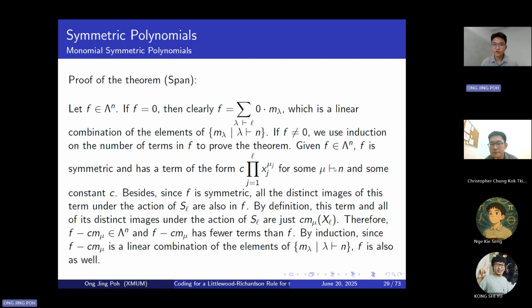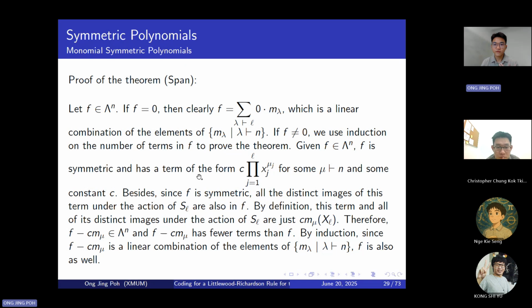And next, we let f be a homogeneous symmetric polynomial of degree n. Clearly, if f equals 0, f is a linear combination of m lambda. Therefore, we consider the case f is not equal to 0, and we use induction on the number of terms in f to prove it.